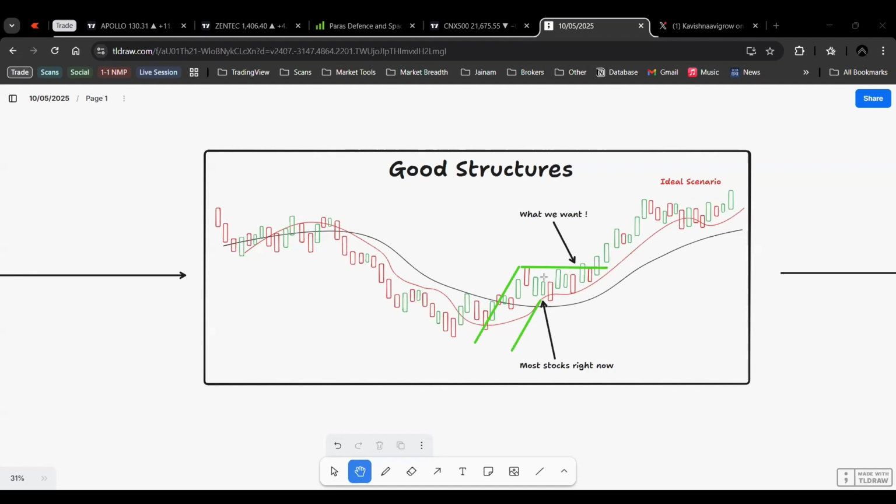But because we are so used to buying random VCPs, we see a stock move up on daily frame, it's forming a VCP, something like this, and we buy it. That is what we have a bad habit of. But this is not enough.